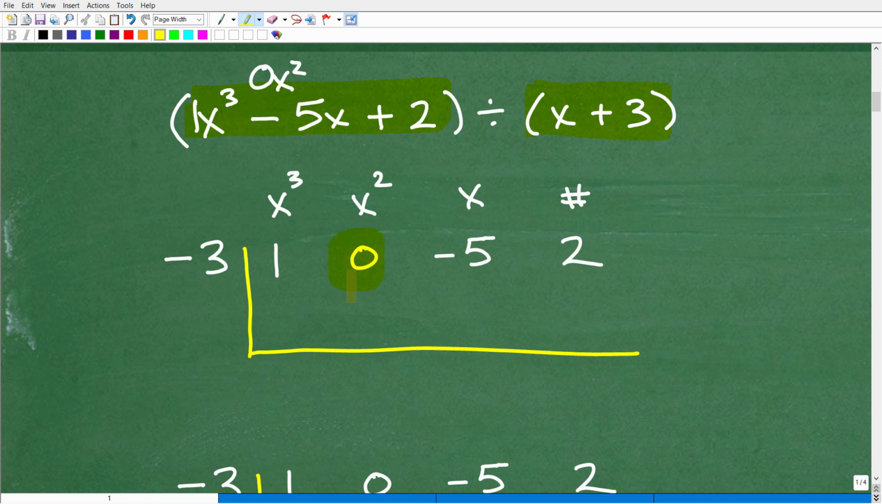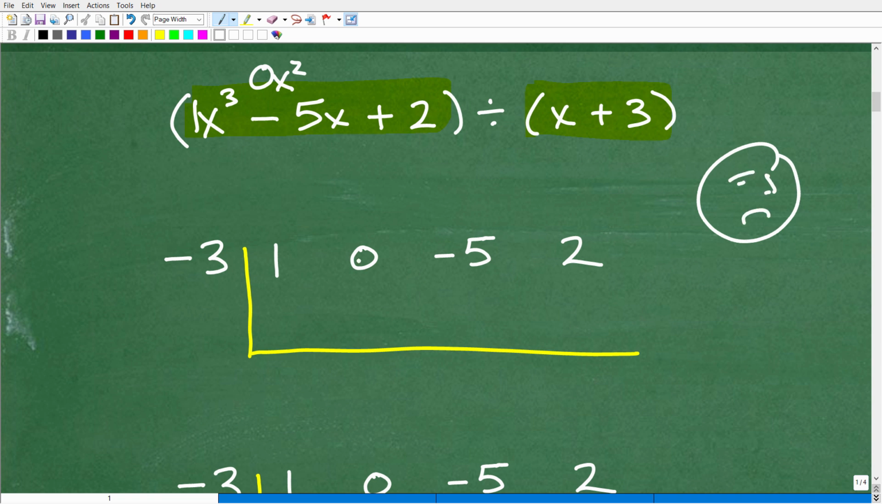So a lot of students get confused. They don't put these zeros in, and then they end up with these mistakes, and then they have this kind of sad look: I would have known that, but I forgot the 0. Well, I'm trying to stress to you the importance of putting that 0 in. All right, so that takes care of that part of the setup.